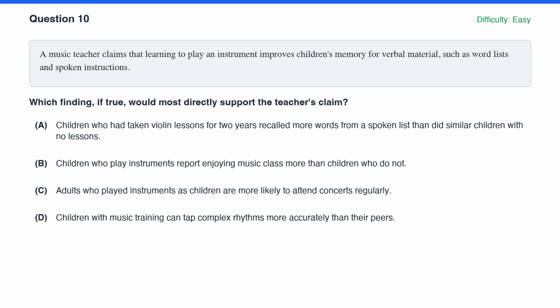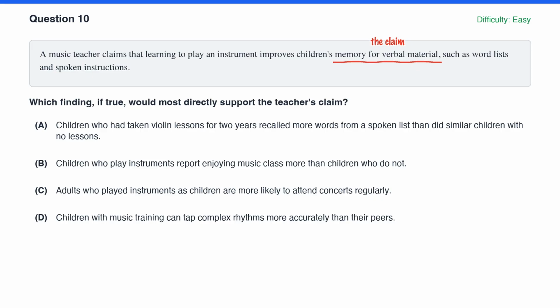The music teacher's claim is specific. Playing an instrument improves children's memory for verbal material, things like word lists and spoken instructions. So the winning finding has to show that exact link between music training and remembering words. Keep that target in mind as we scan the choices.